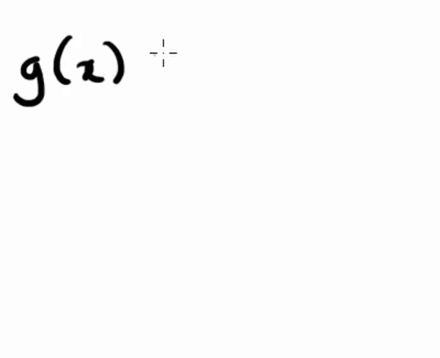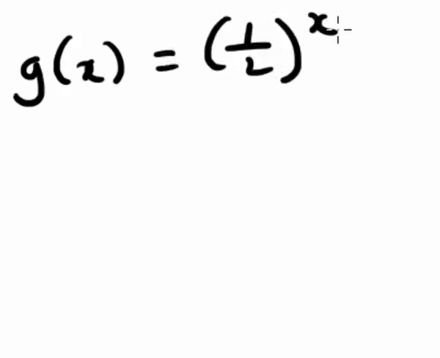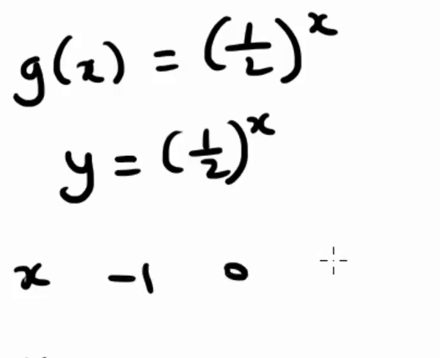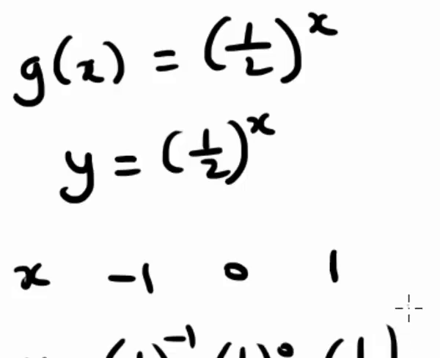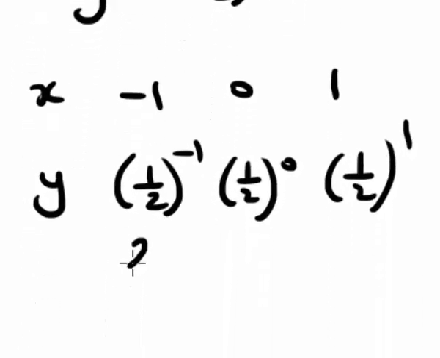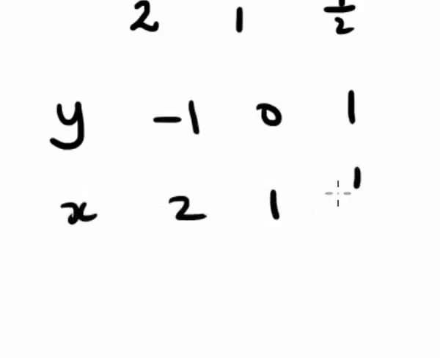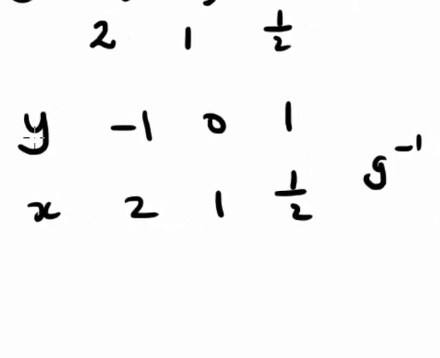Have a look at another one. Let's make a g(x) now, something different, equal to a half to the exponent x. So y is a half to the x. Let's pick some values and sketch this graph: -1, 0, and 1. What would the y values be here? A half to the -1, a half to the 0, and a half to the 1. You can work it out as 2, 1, and a half. So how does the inverse work? Well, for the inverse, we simply swap the y and x around. We keep those values as is, but now the inverse is going to just swap those two around.